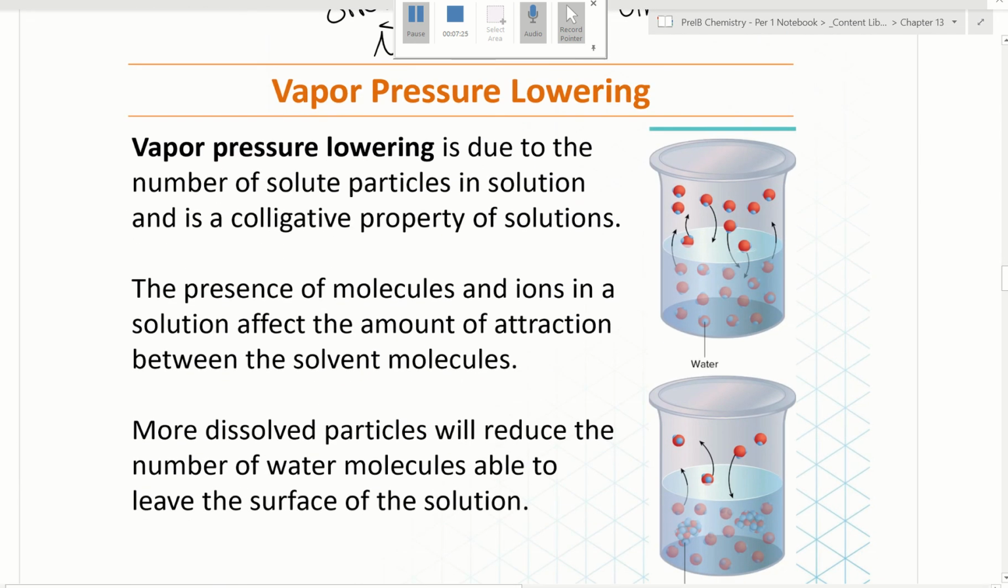All right, so let's look at colligative properties. The first colligative property that we'll look at, that we're actually not going to do much with, is vapor pressure lowering. Vapor pressure lowering is due to the number of solute particles in solution, and because it's due to the number of particles, we call it a colligative property.